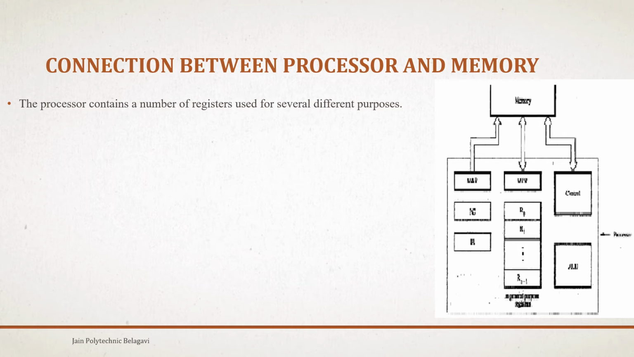So the entire rectangle box is called a processor. It is connected to the memory through these buses or channels. The processor contains a number of registers used for several different purposes. You can see there are a number of registers, R0, R1, starting from R0 to Rn minus 1. These are called processor registers, and they are used for several purposes.